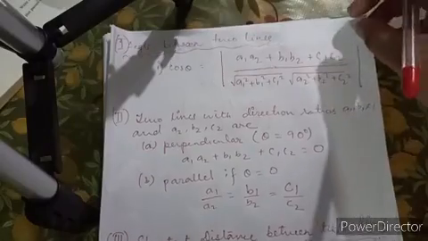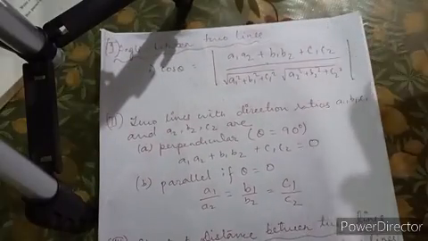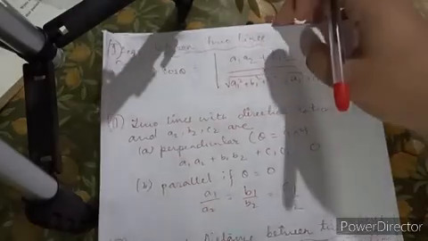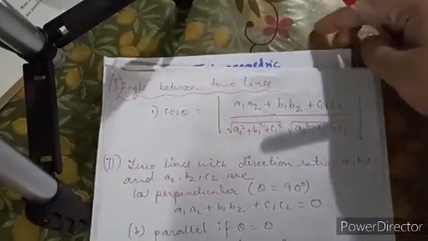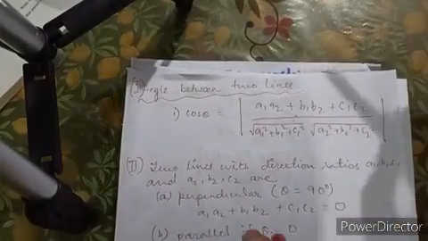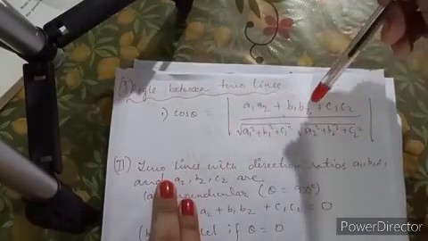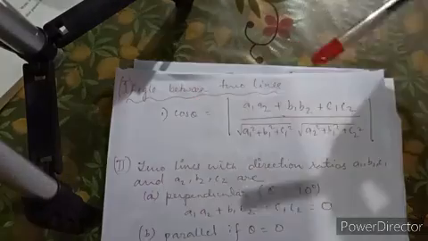Good morning, students. Last class we discussed the vector equation of a line passing through two points. Today I'm going to take the next topic, that is angle between two lines. Suppose you are given two lines with direction ratios, what will be the formula?